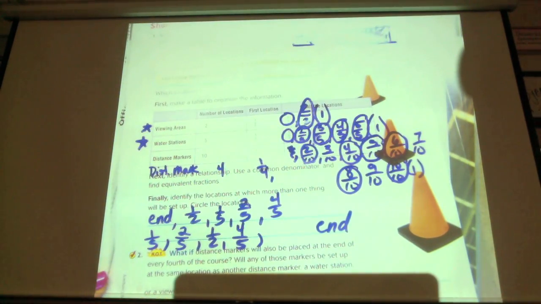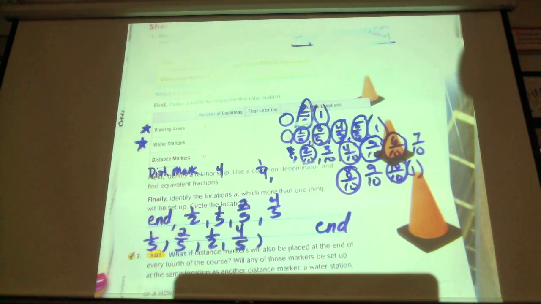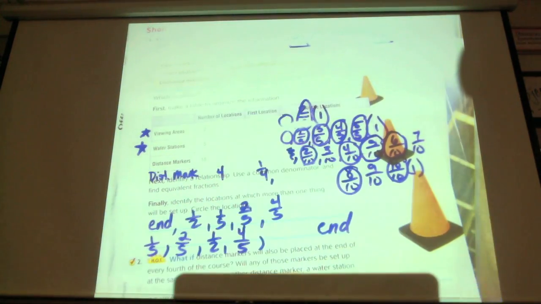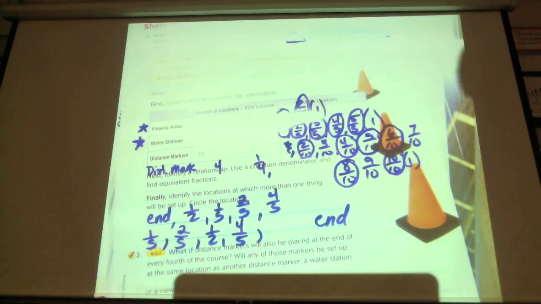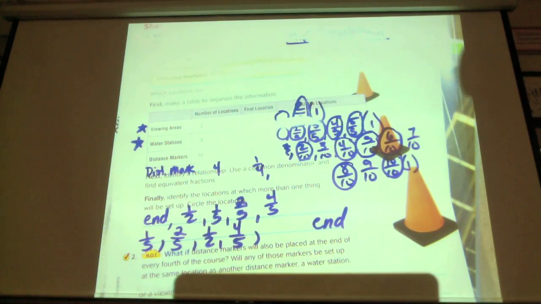Remember, we're taking our course like this and splitting it into 4ths. The first one ends at 1/4. Then the second one is 2/4, and the next one is 3/4, and then 4/4. I want you to see if you can find where the question is, will any of these new markers be set up in any of the other locations? Same location as any of the other ones.